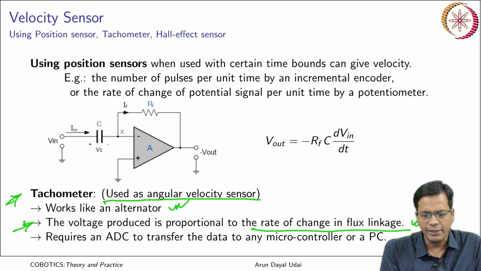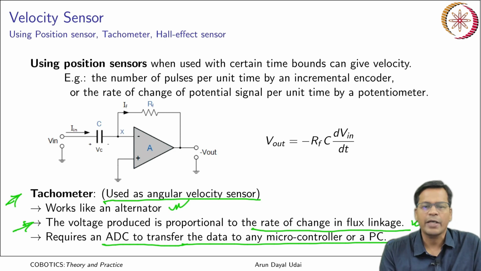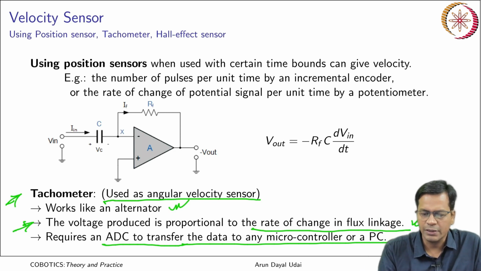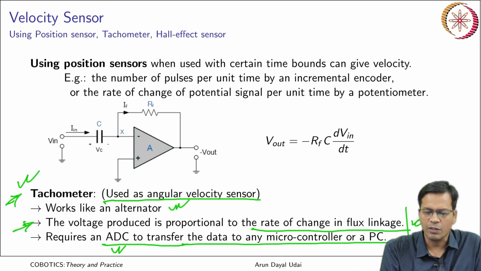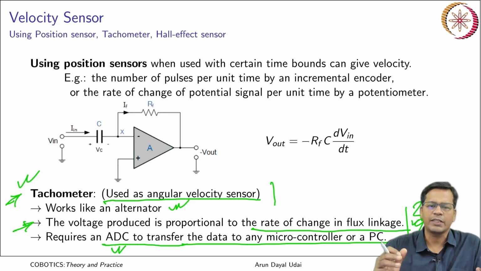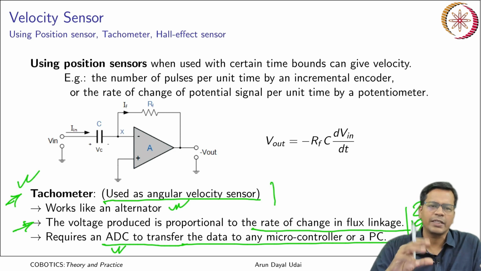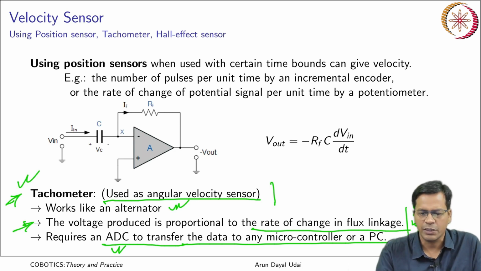It requires an ADC, analog to digital converter, to transfer this data to any microcontroller or a PC. Okay, so a velocity sensor that uses a tachometer normally uses an ADC to convert it to appropriate form. This again, tachometer would be a sensor. It needs a transfer of data, so it may have some communication device also. Normally tachometer generates enough voltage which can be transmitted also in the analog form itself.